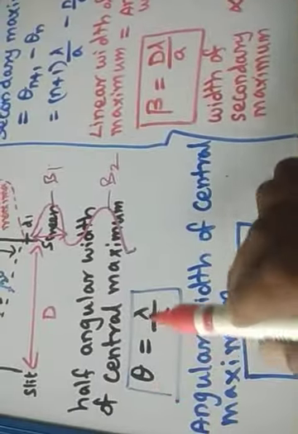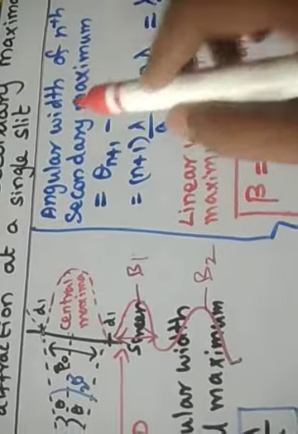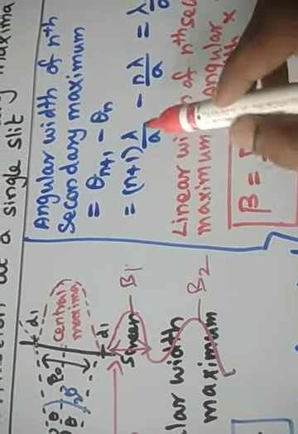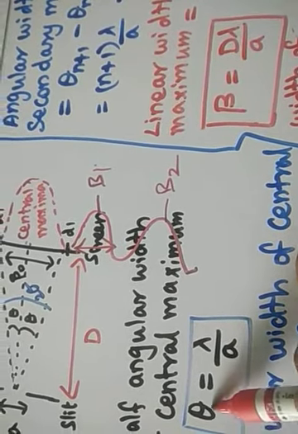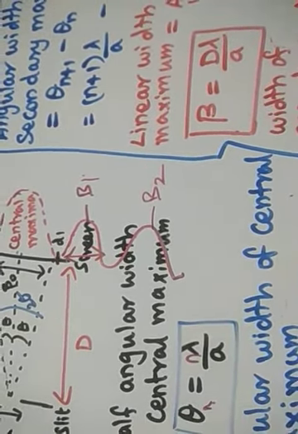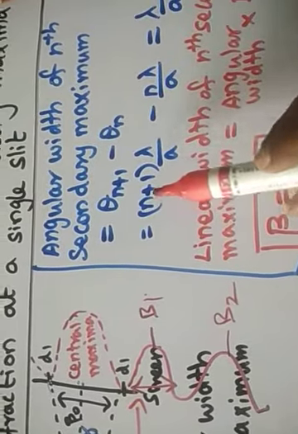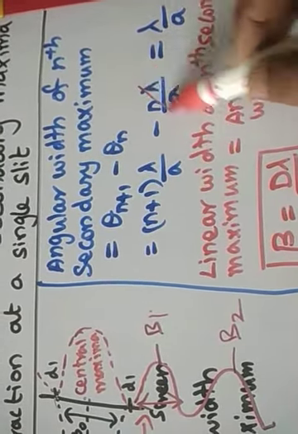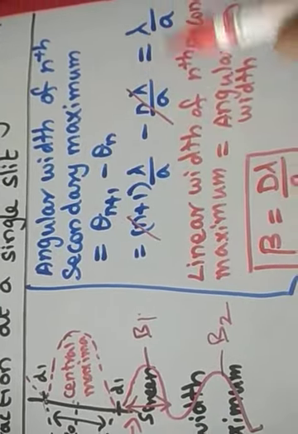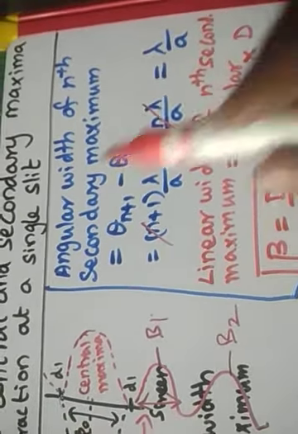Already we have theta equal to lambda by a for the first minimum. For the angular width of the central maximum, we get 2 lambda by a. So theta n plus 1 is n plus 1 lambda by a, minus n lambda by a for theta n. Here for n plus 1 lambda by a minus n lambda by a, the n lambda by a gets cancelled. We get only lambda by a as the angular width.